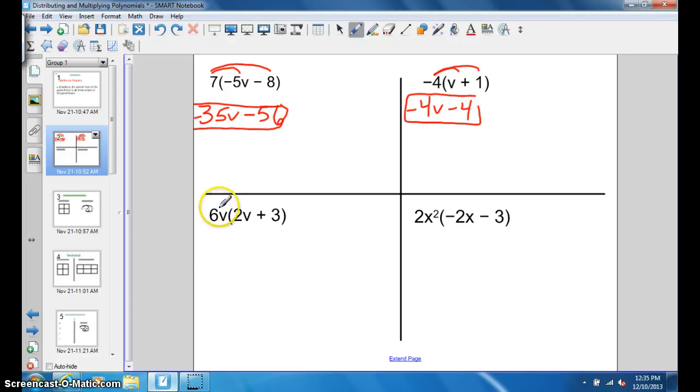For the bottom, we need to take this whole thing through, the 6 and the v. So 6v goes to each term here. So 6v times 2v is 12v squared. Now this is because there's an exponent of 1 on this v and an exponent of 1 on this v here. So when you add exponents, you get 2, because we are using the product rule because we're multiplying. And then here we have 6v times 3, which is just 18v.